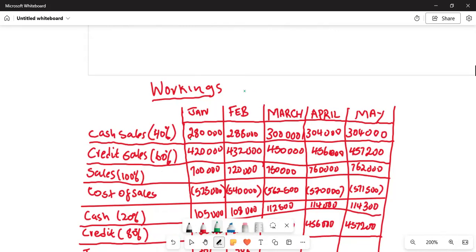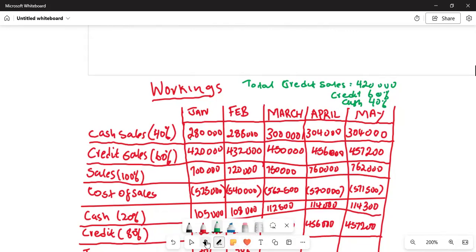Already we have said we know the total credit sales. We are given a total credit sale equal to how much? Let's start with 420,000. Then the percentage of sales on credit, we were told, is 60%. And the percentage on cash is 40%. This one is the percentage on credit, and this one is on cash.